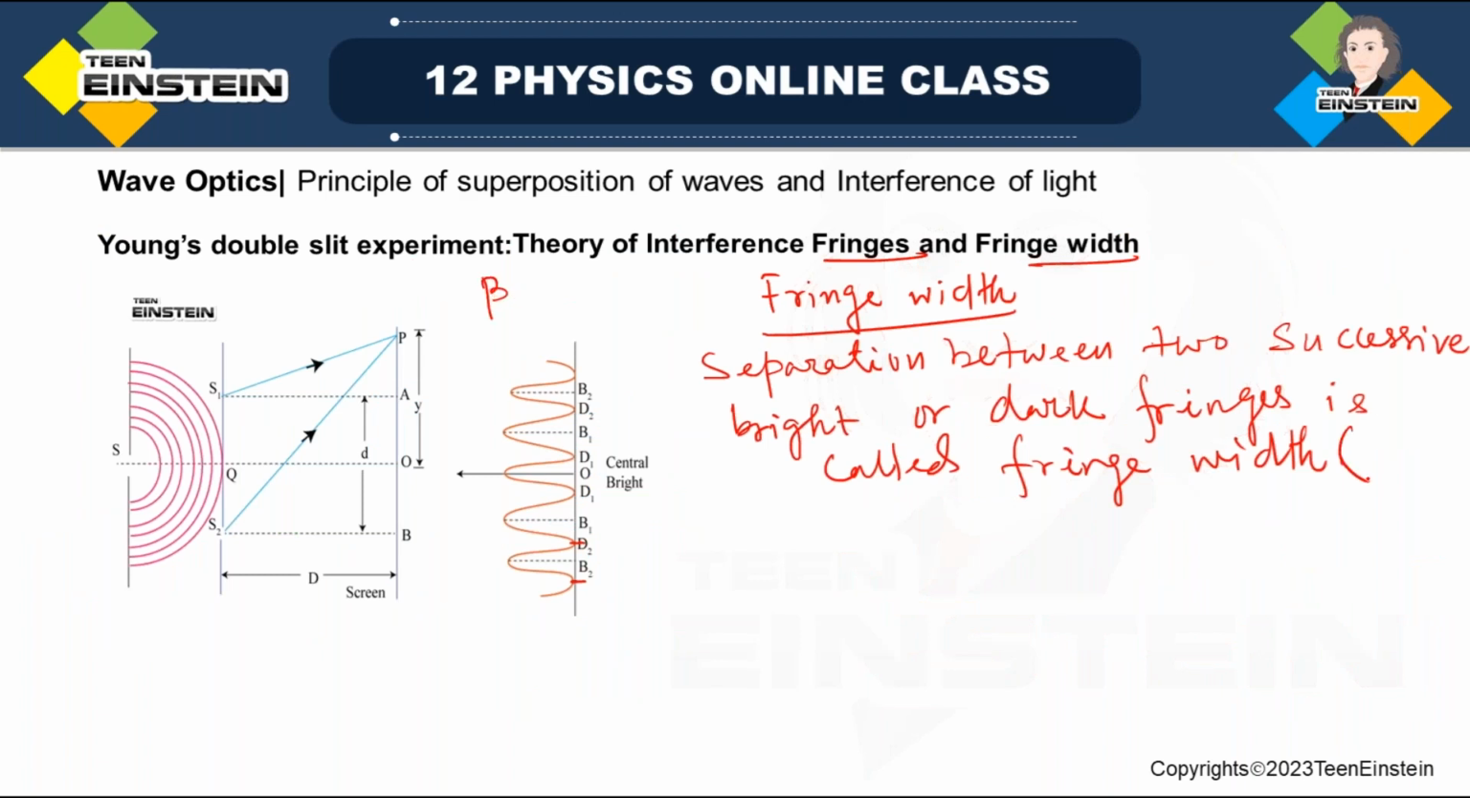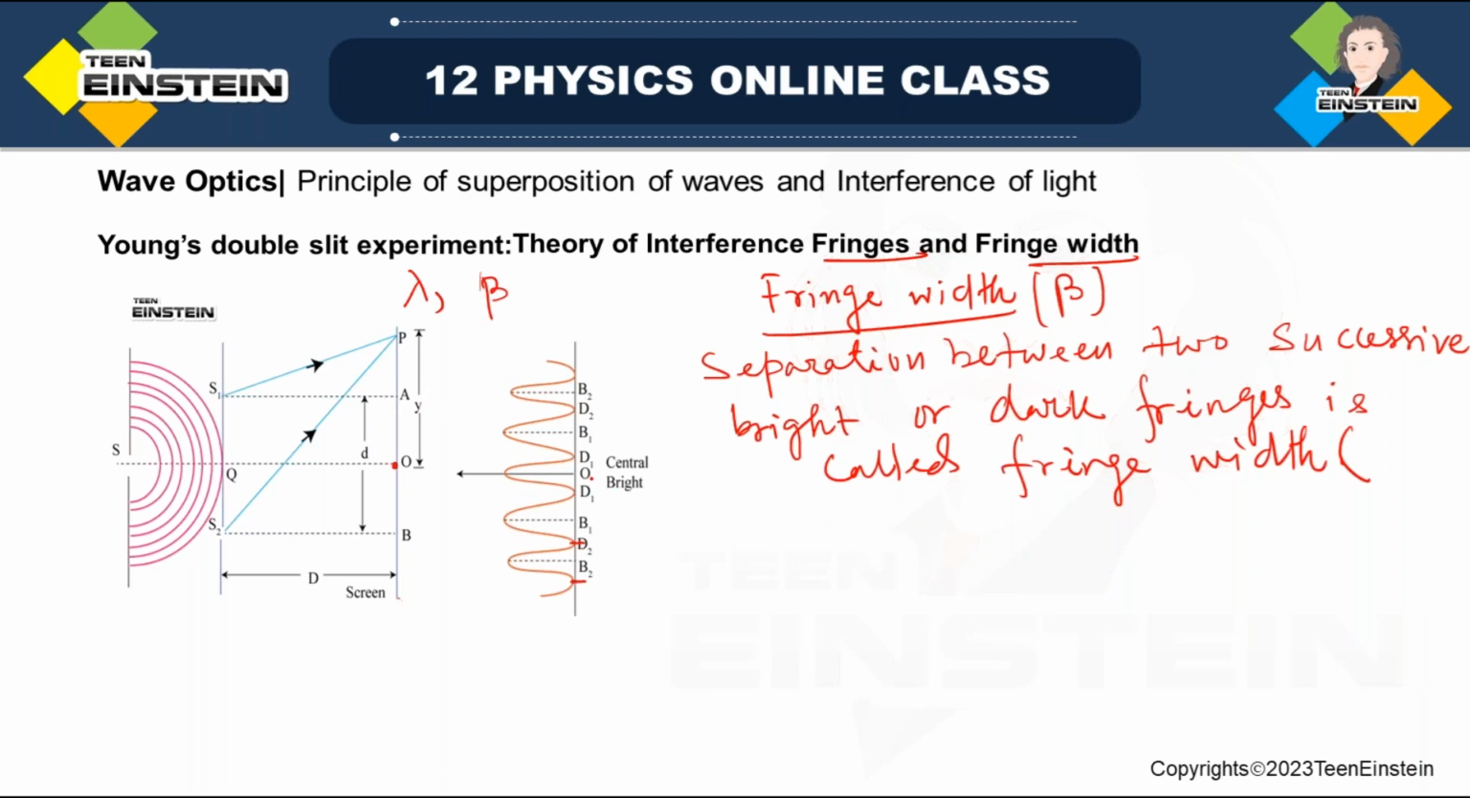Fringe width is actually denoted by beta, and this is the central point. Suppose this is the source, these are two slits, and this is the screen. If the wavelength of the monochromatic light we used is lambda and fringe width is beta, then at which positions will the bright fringes and at which positions will the dark fringes occur? First dark fringe, first bright fringe, second dark fringe.